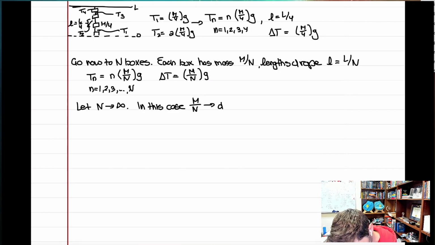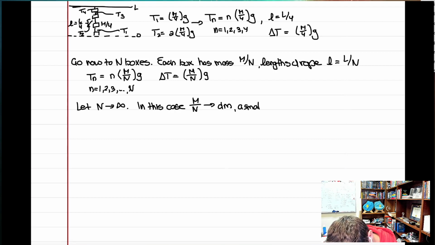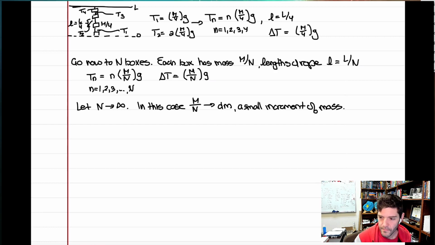So this is going to what I might call dm. It's becoming, as n gets to 10 to the 9, 10 to the 20, this m divided by big N becoming incredibly small as I refine the size of the boxes that are being spread out. So you can think of this as a small increment of mass. Right, small changes in the mass as you move up the rope. As you go farther and farther up the rope, you're adding up more and more of these things that ultimately, when you go from the bottom to the top, should be the total mass, of course.